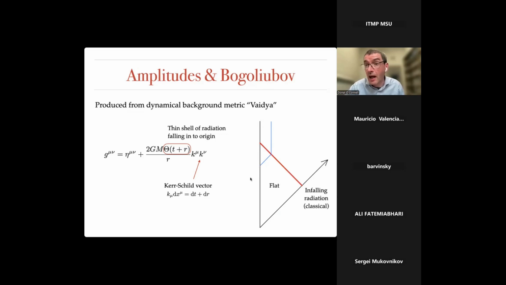Vertically I have time and horizontally some radial coordinate. Now, in the far past, there's a flat region where the theta function is 0. In the future, there's a Schwarzschild region and a black hole region, right? The red line here is that shell of infalling radiation where the theta function is transitioning.